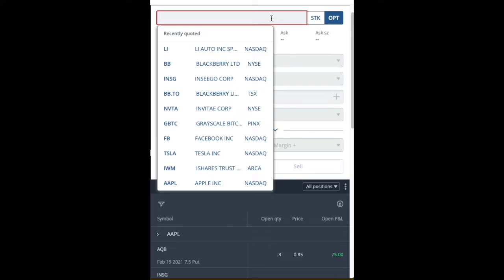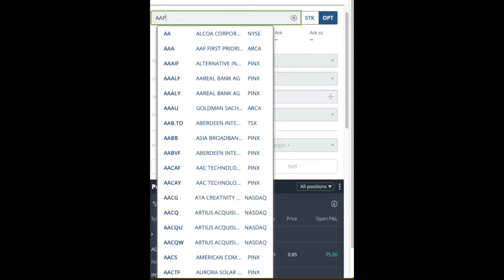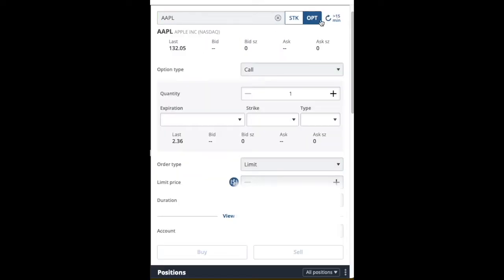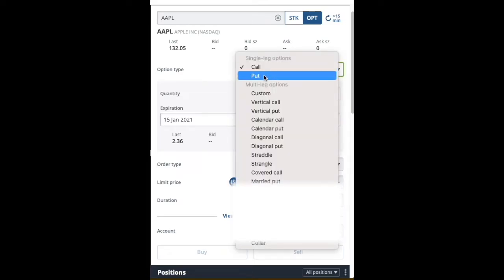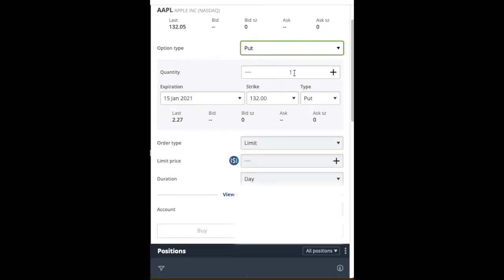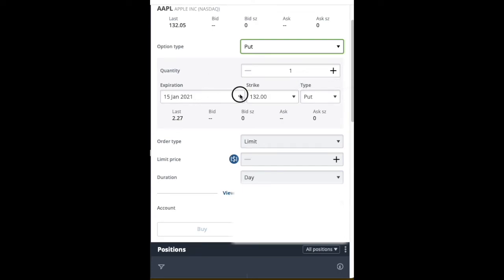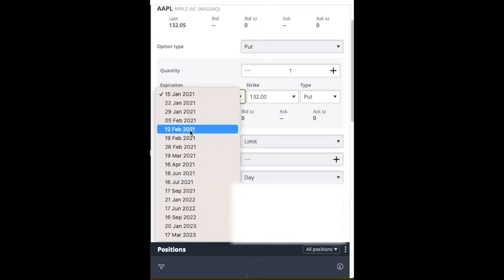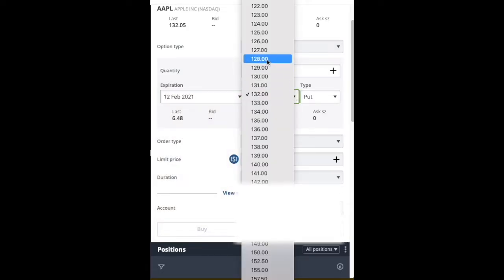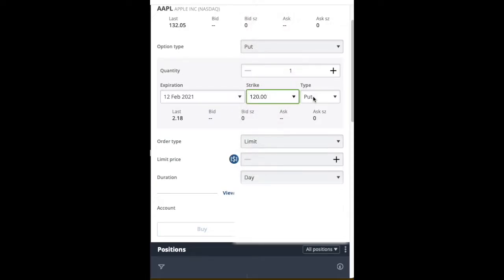So let's jump into Questrade because that is the trading platform that I actually use here. So I'm gonna search for Apple and I'm gonna select option here. For the option type, since we're selling a put option, we'll change this to put. Quantity, we'll leave it as one contract. And for the expiration, we said earlier that we want to set the expiration date to Feb 12 and strike price of 120. And the type is put.